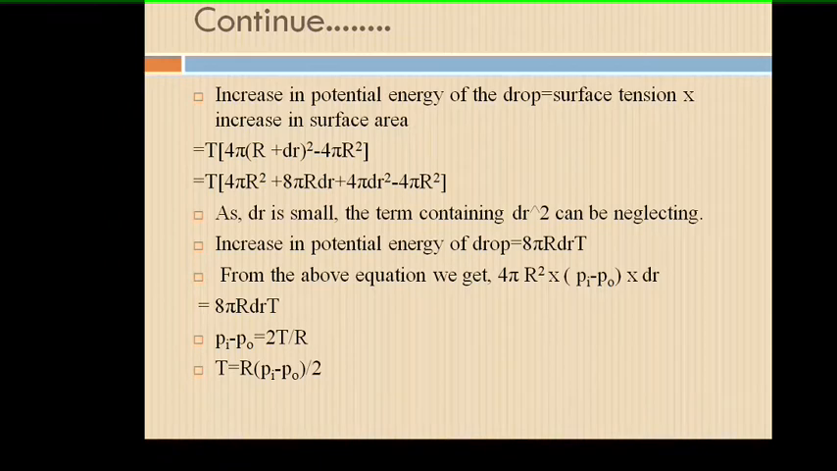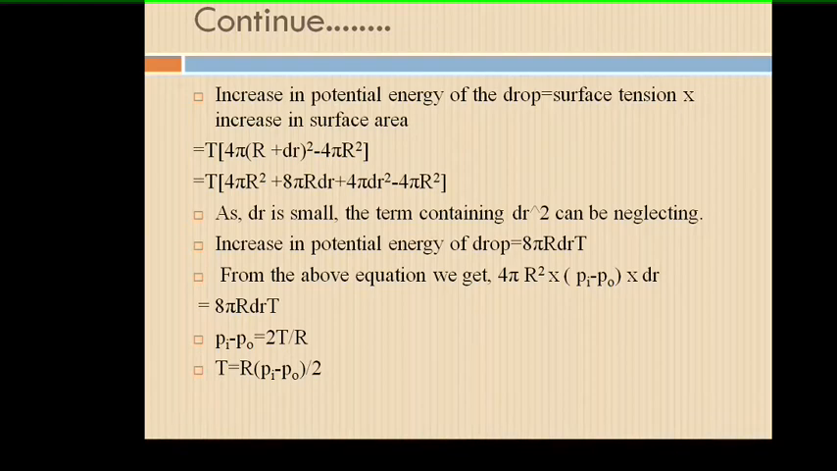So now we can write the equation as surface tension capital T and increase in surface area is 4 pi (r plus dr) square minus 4 pi r square. And when we expand this equation, the equation will contain the term dr as well as the term dr square. As dr is very small, the term dr square can be neglected. So the increase in potential energy of the drop will be 8 pi r into dr into T.